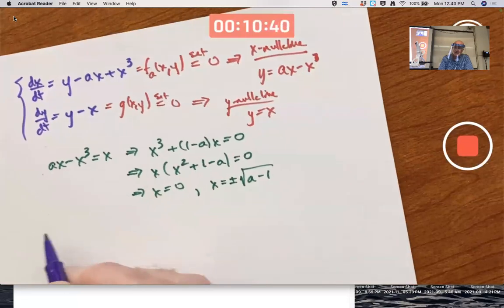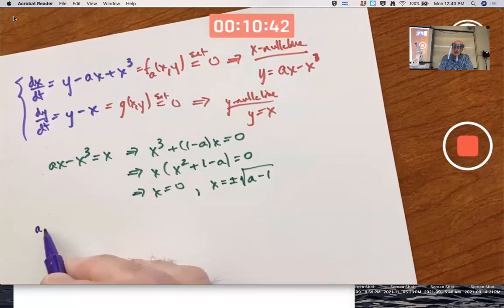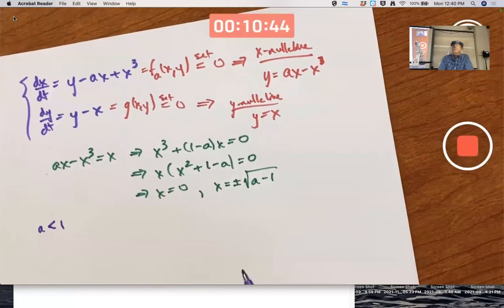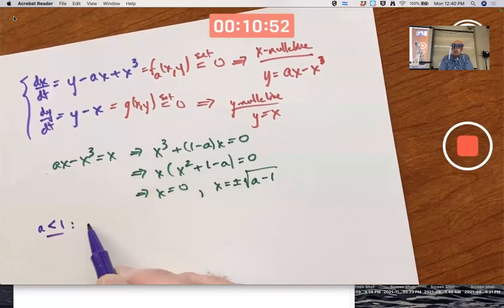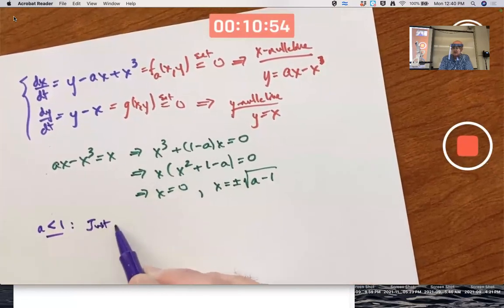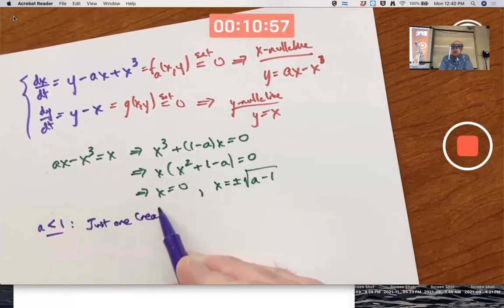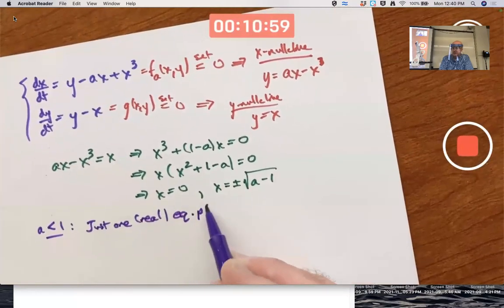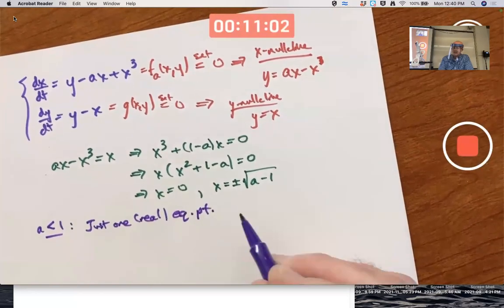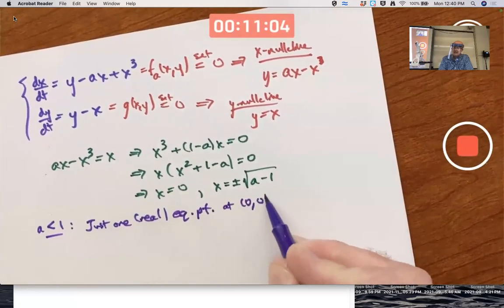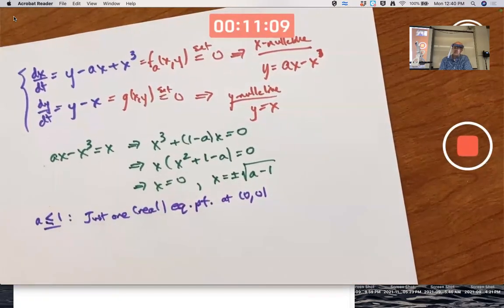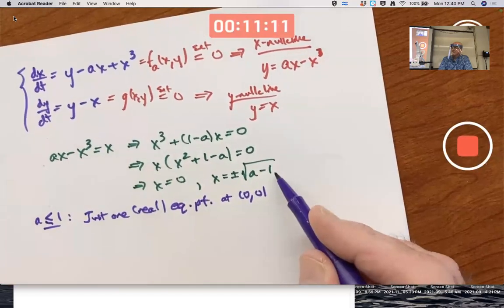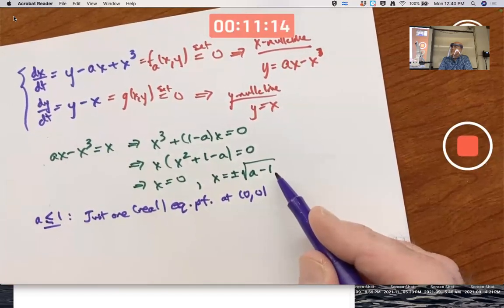Write down those cases. When a is less than 1, in that case, a minus 1 is going to be negative. We get just one real equilibrium point, which is all we care about is real ones, at 0, 0. And that's actually true even if a equals 1. So I can write a is less than or equal to 1, because if a equals 1, that becomes a 0 still.